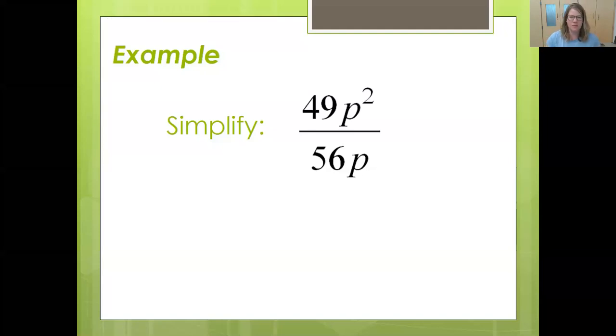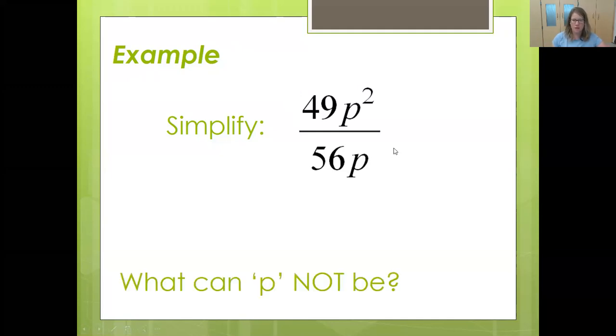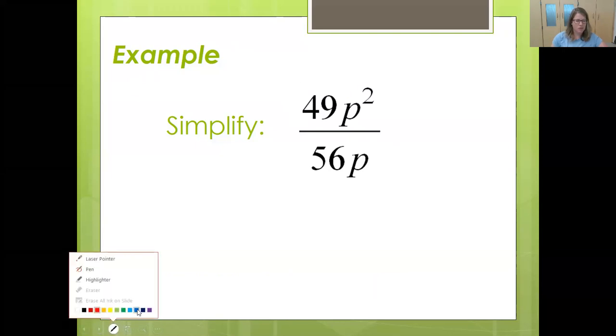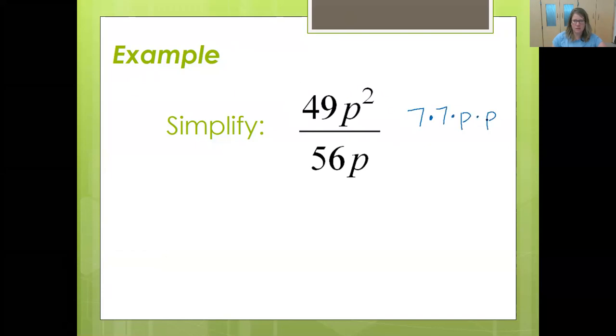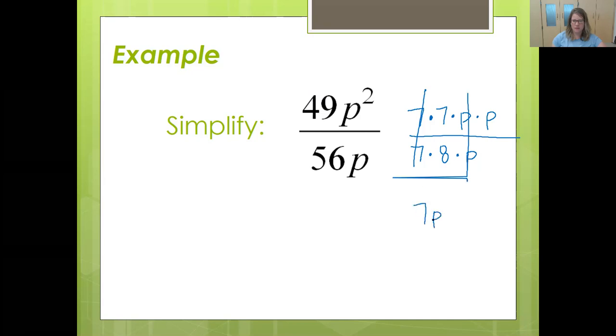All right, so let's take a look at another example. We have 49p squared over 56p. So again, we are looking to find common factors that we can cancel out. So 49 is 7 times 7, right? So let's just write the top out all as factors. P squared is p times p. 56 would be 7 times 8, and then we have times p. So we know that a 7 is going to cancel, a p is going to cancel. On top, we're going to be left with 7p, and on the bottom, we're going to be left with 8.